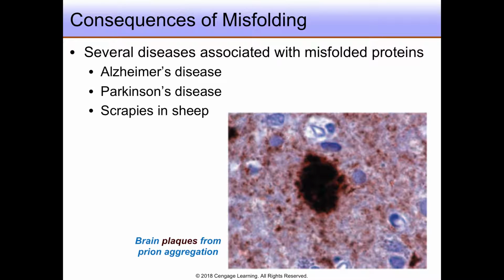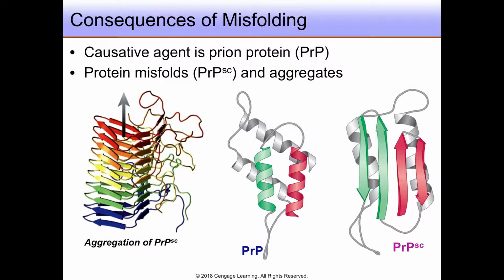There are several diseases that result from the aggregation of misfolded proteins. Examples include the human diseases Alzheimer's and Parkinson's, and scrapie in sheep. The picture below shows a dark patch in the brain indicating the formation of a plaque of aggregated proteins. These diseases all have as their causative agent a misfolded protein known as a prion.